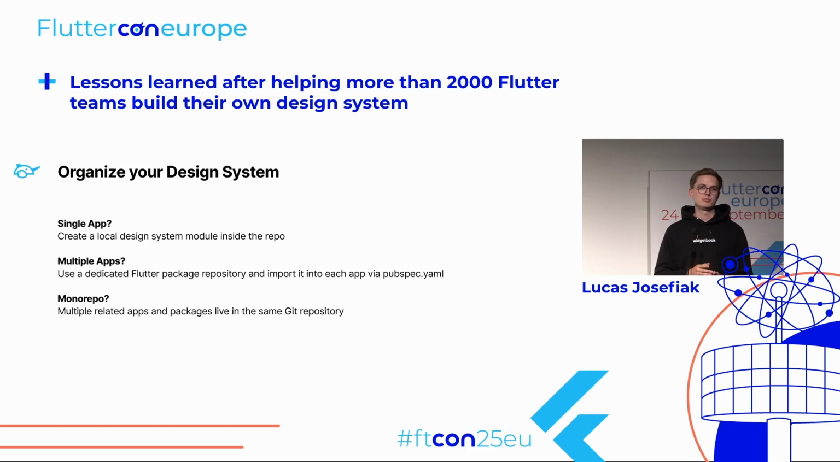Or your team chose a monorepo. And monorepo is something that gained a lot of popularity lately. So let's say most of the teams that we've been working with over the past 2 years chose a monorepo approach, which is also a great approach to take. And in a monorepo, you would basically have multiple related apps and also packages living in the same Git repository. Also definitely a valid choice you can make.